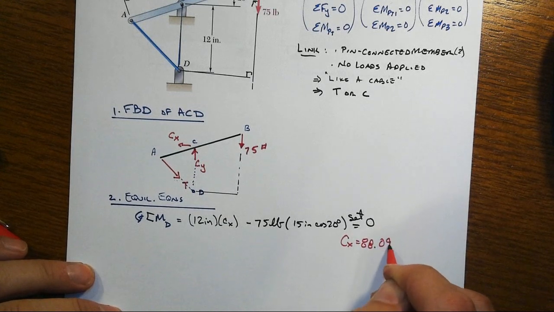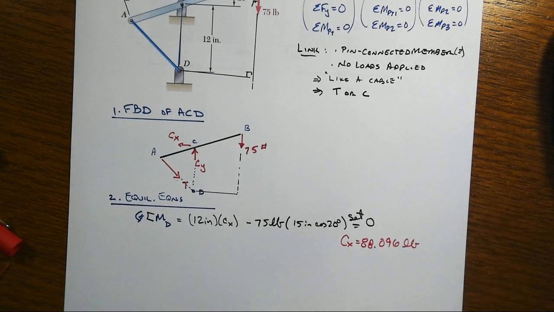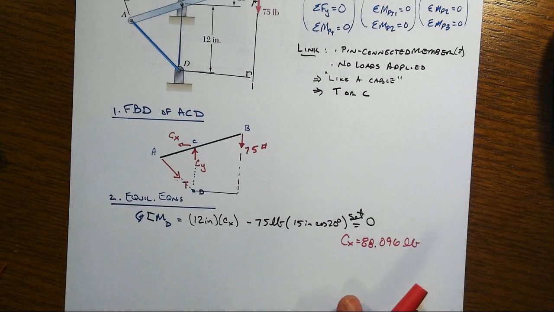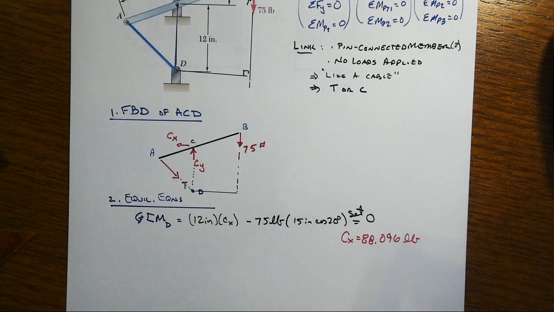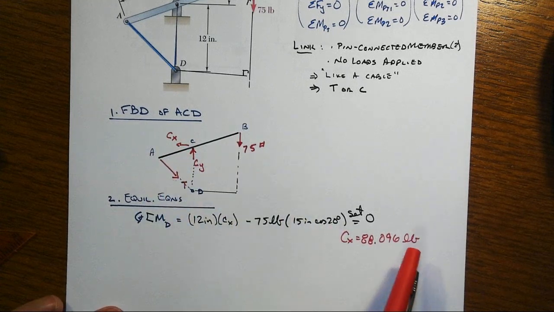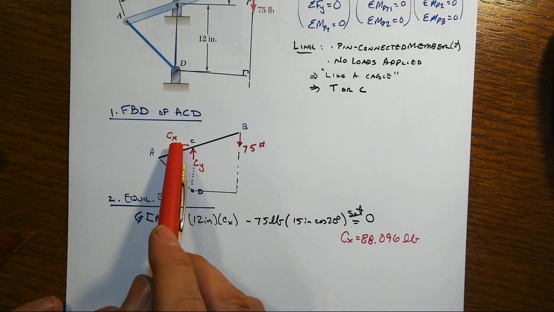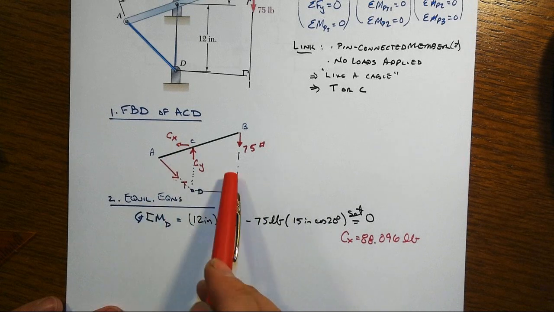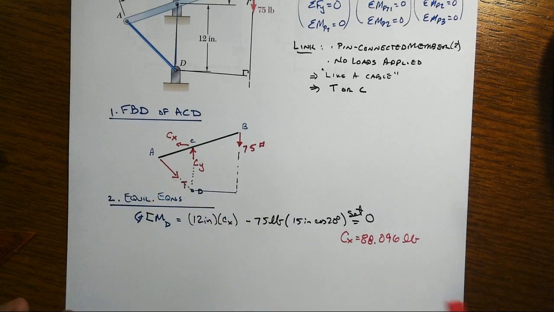Temporarily, I'm going to leave a ridiculous number of significant digits here. I'm going to come back and clean that up in a second. The positive means that it's acting in the direction shown, not that it acts to the right. It means I've got it showing acting to the left. I did the math assuming it acted to the left, and I guessed correctly. So that's the x value.